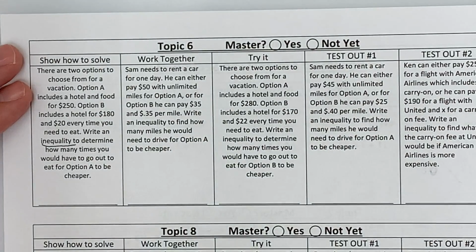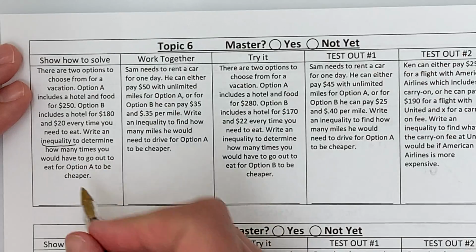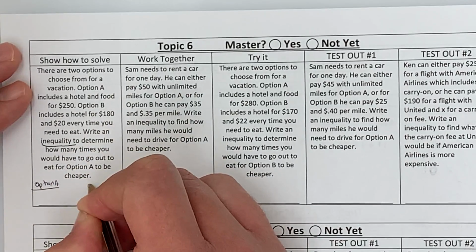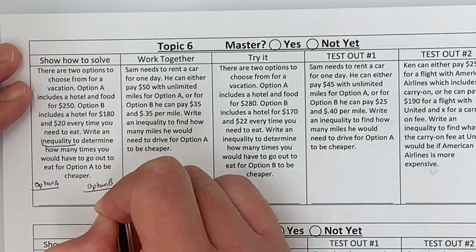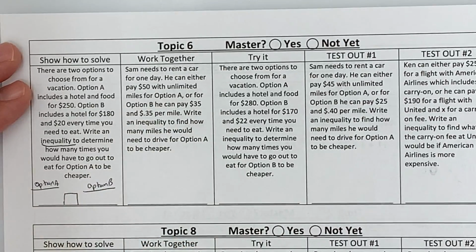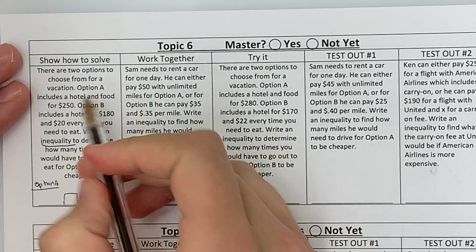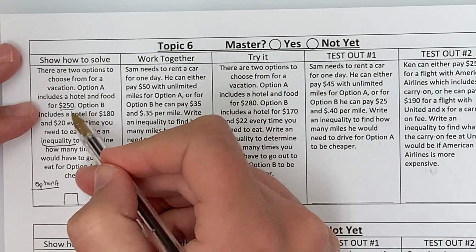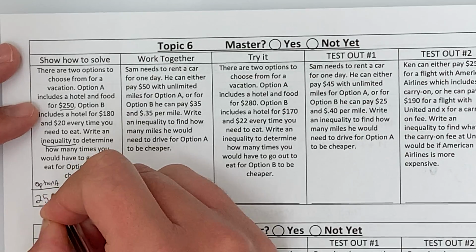All right, so remember, every time you see inequality, this is what we have to do. We have to write option A over here, option B over here, and then throw your box in the middle. All right, so now we have to figure out, what is option A? Well, option A, hotel and food for $250. That's it. It doesn't say per night or anything else, so we're just going to write $250 under option A.